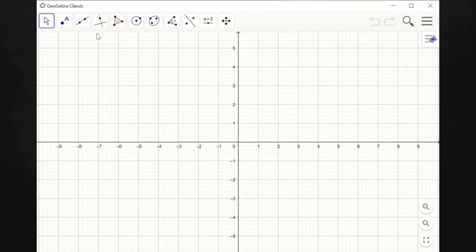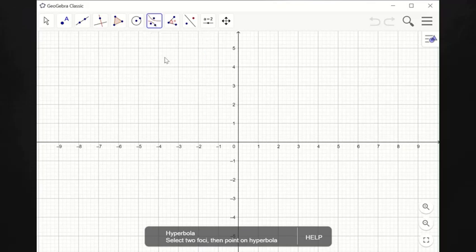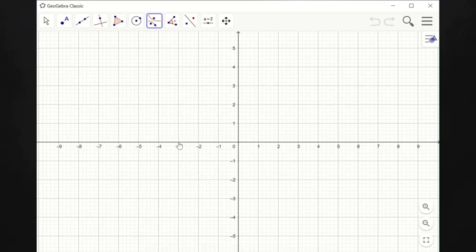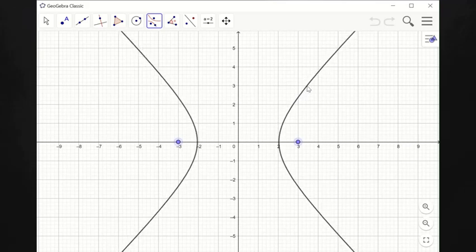Using GeoGebra Classic, let us try to illustrate how the graph of a hyperbola looks like. Let us click here, hyperbola, and select two foci and a point on our hyperbola. Let us say negative 3, 0 is one of the foci of our hyperbola, and another focus is at 3, 0. Let us say this point here is a point on the hyperbola. This is point 3.4, 3.